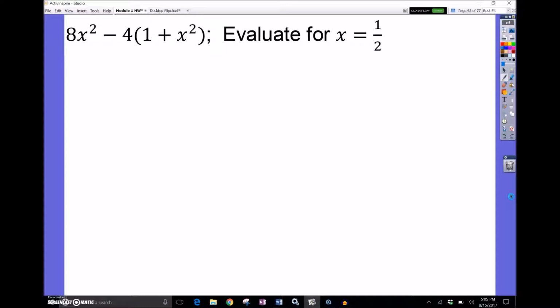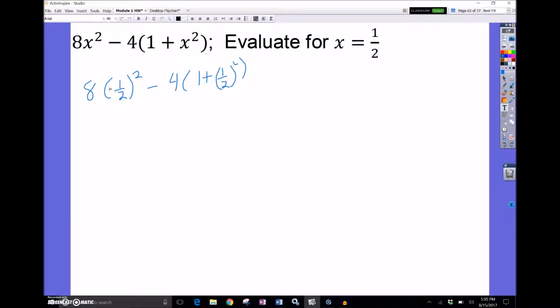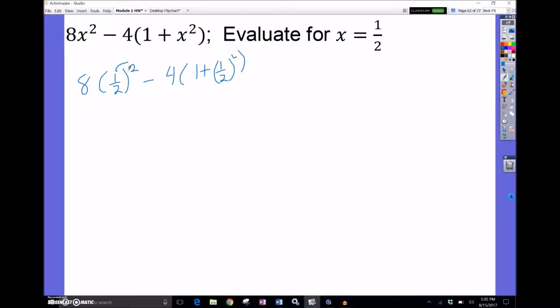So what that means is I'm going to plug in 1/2 every time I see x and I'm going to solve it. So this is going to look like 8 times 1/2 to the second power minus 4 times 1 plus 1/2 squared. And so when I square that, whenever I have a power to a power, that's just going to be 1/2 times 1/2, which is 1/4. So I'm going to have 8 times 1/4 minus 4 times the quantity of 1 plus 1/4.